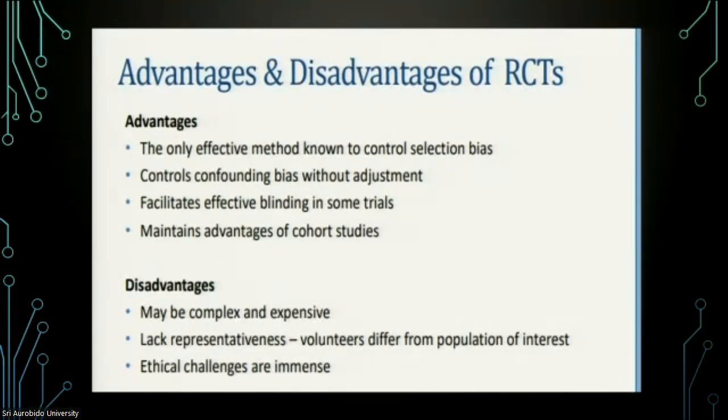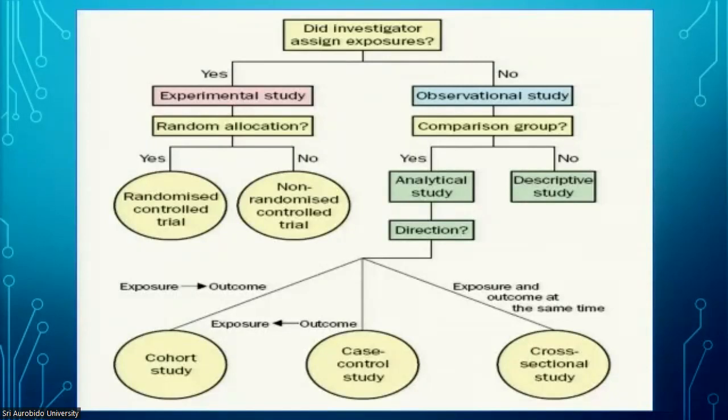Disadvantages: it may be very complex and expensive. It lacks representativeness because you cannot experiment on anybody. The person has to be informed about each and everything, and consent is to be taken. So basically the person volunteers if the person is participating in an RCT. The ethical challenges are immense when you are going ahead with any kind of RCT.